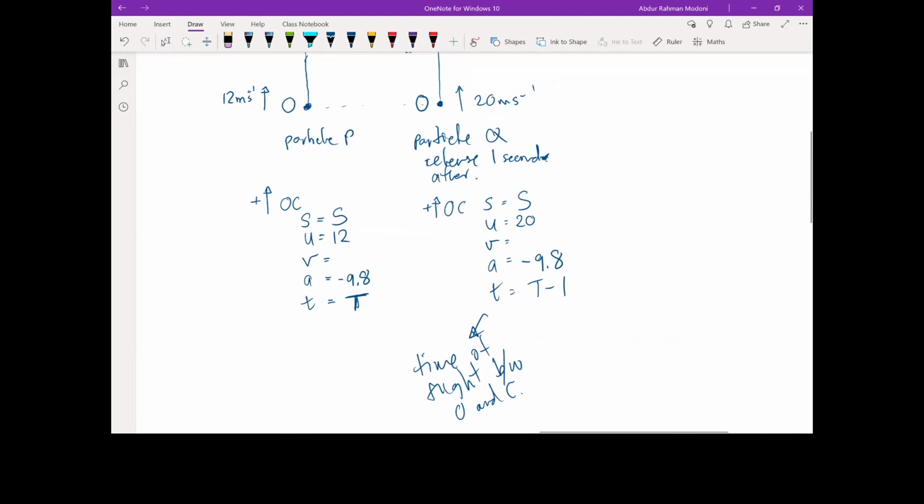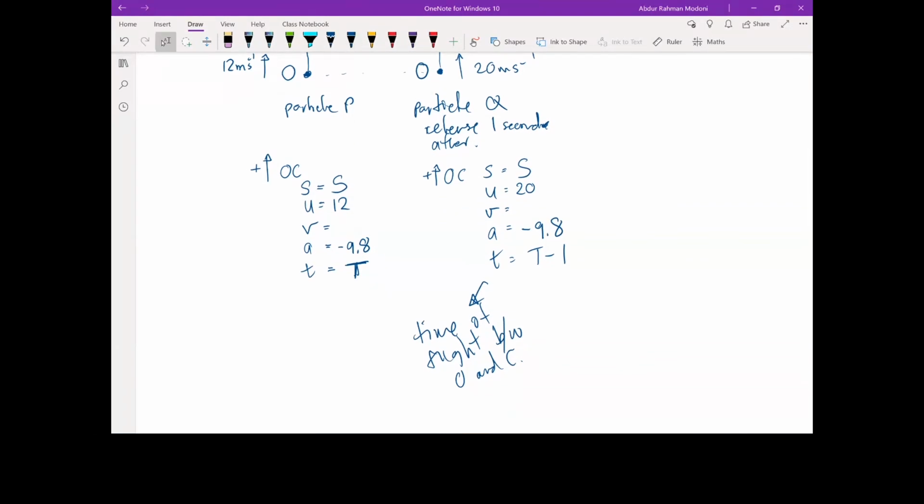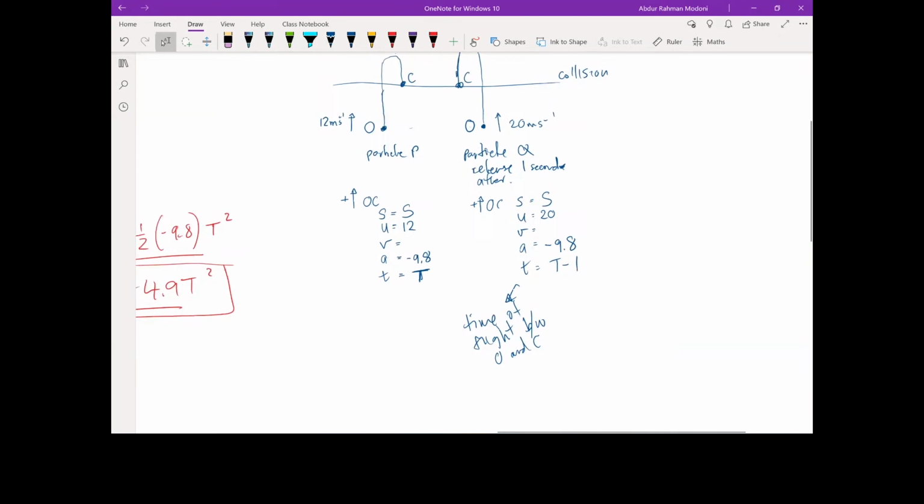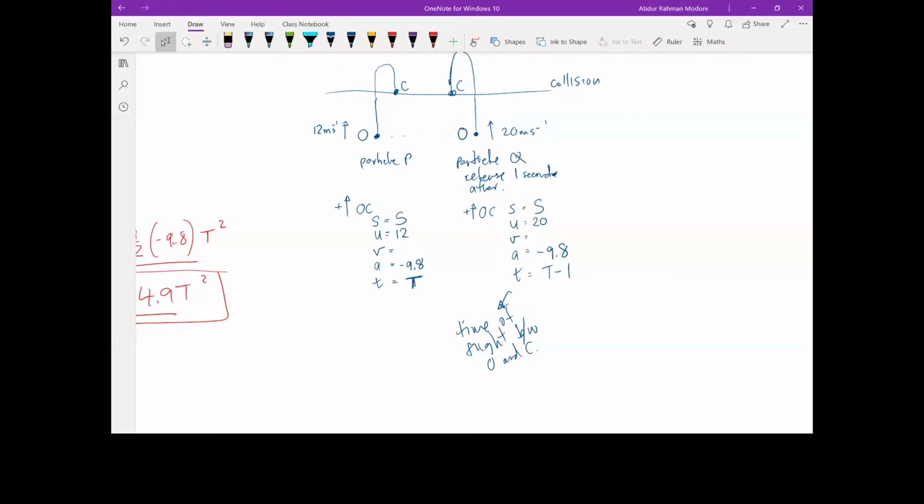So let's get rid of that. So now we've got two sets of SUVATs involving 4 variables. We can set up an equation involving those 4 variables, S, U, V, A, and T. The things which are equal between the two is the displacement. Why is the displacement the same? Anyone? Why have I called both of them the same displacement, S and S?